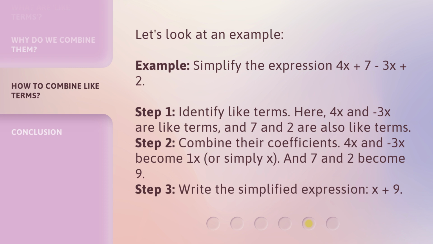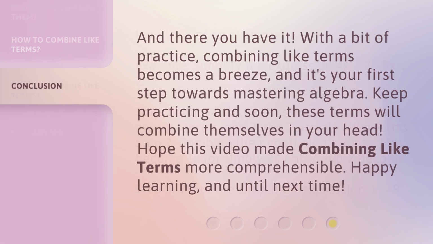Step 2. Combine their coefficients. 4x and minus 3x become 1x, or simply x. And 7 and 2 become 9. Step 3. Write the simplified expression. x plus 9. And there you have it.